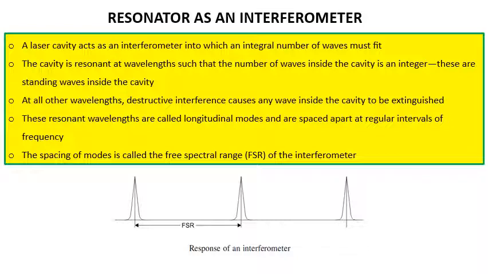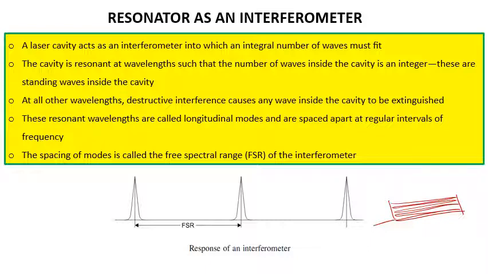What is an interferometer? You have seen, or maybe you have studied somewhere, the Michelson interferometer. If there are two mirrors and the light is moving to and fro, to and fro, and then passes through one, we simply call it an interferometer.